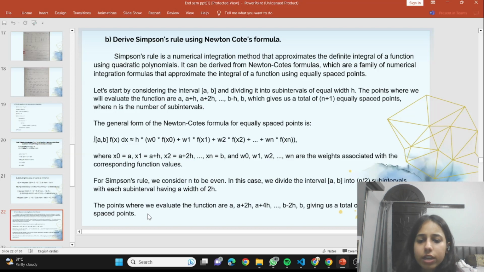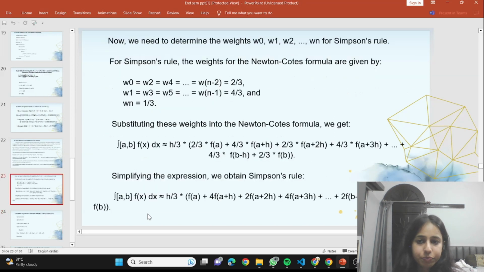For Simpson rule, we consider n to be even. In this case, we divide the interval a comma b into n by 2 subintervals, with each subinterval having a width of 2h. The points where we evaluate the function are a plus 2h, a plus 4h up to b minus 2h, b, giving us a total of n by 2 plus 1 equally spaced points.